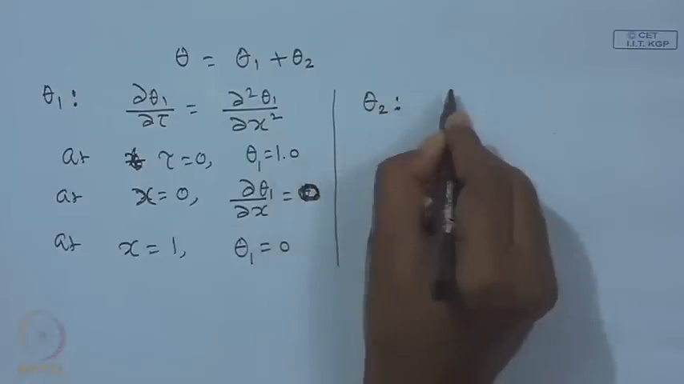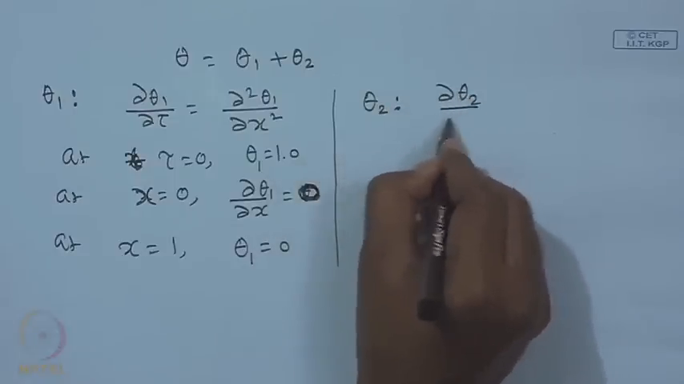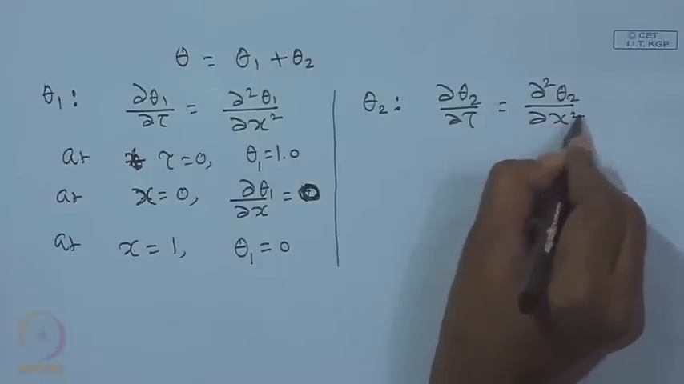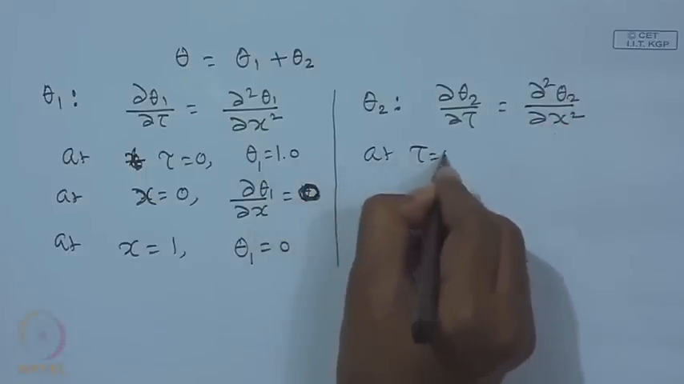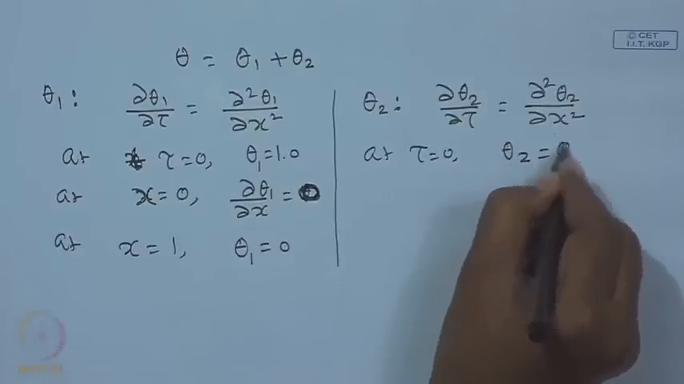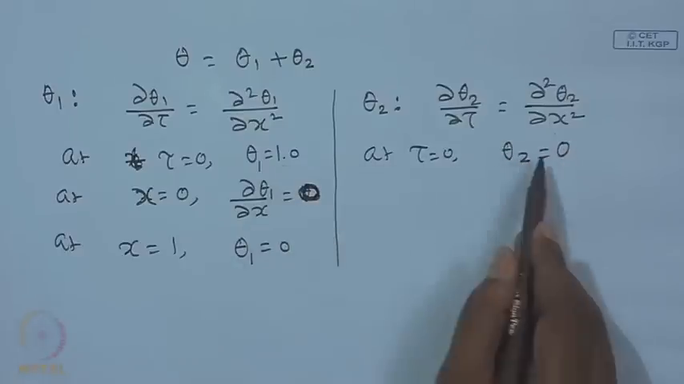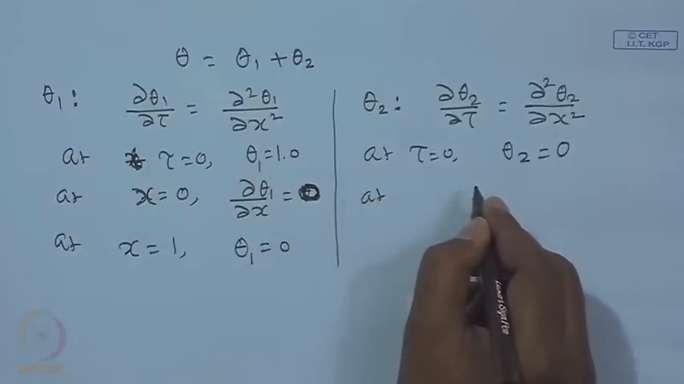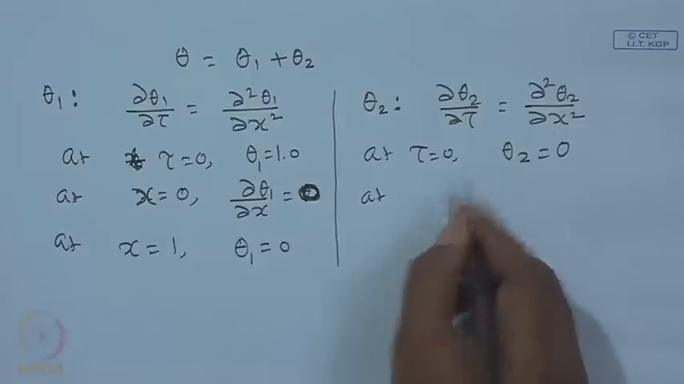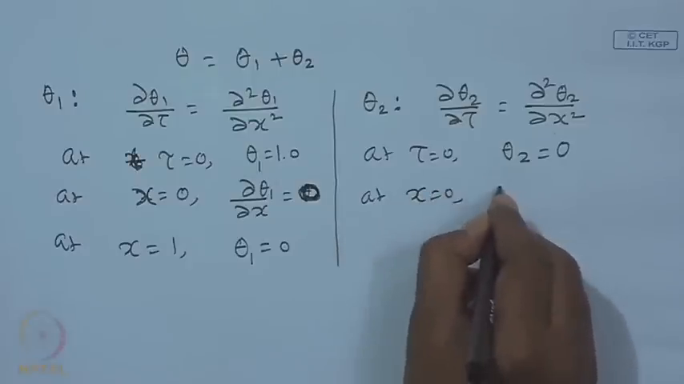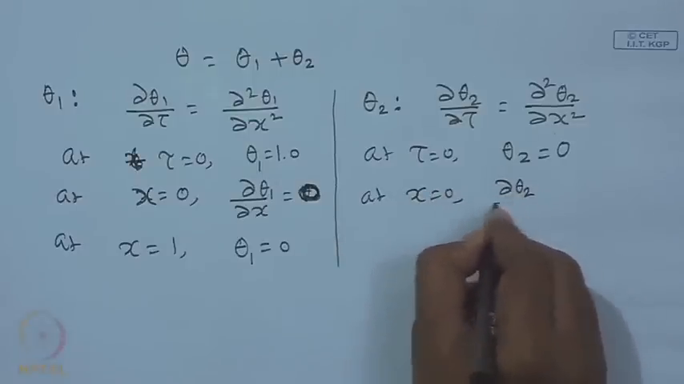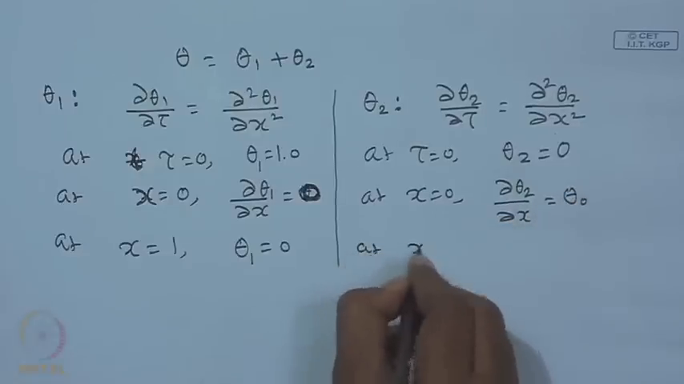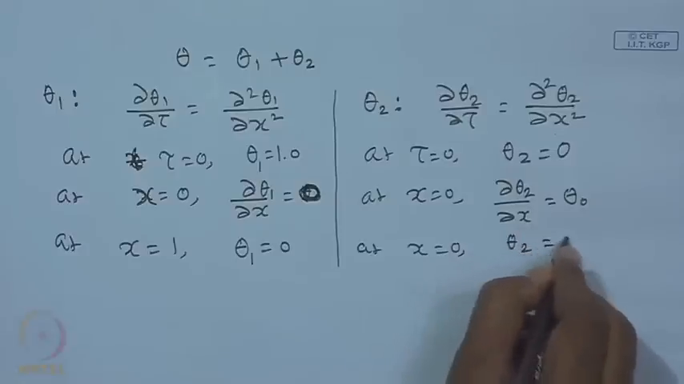So, theta 2 will be defined as del theta 2 del tau is equal to del square theta 2 del x square. So, at tau is equal to 0, we have theta 2 equal to 0. So, we force this non-homogeneity to 0 in this case, and we keep the non-homogeneity in the boundary condition intact in the second problem. At x is equal to 0, del theta 2 del x is equal to theta naught, and at x is equal to 1, theta 2 was equal to 0.